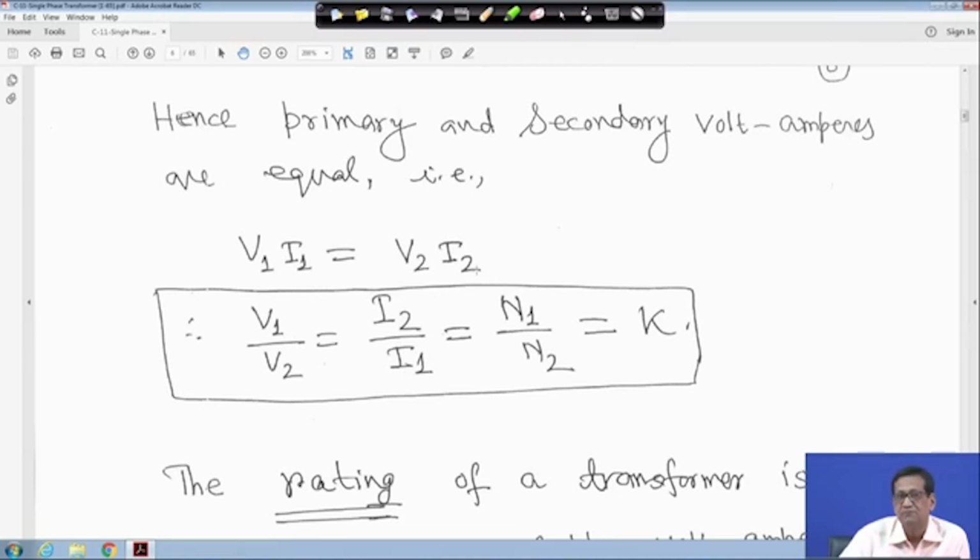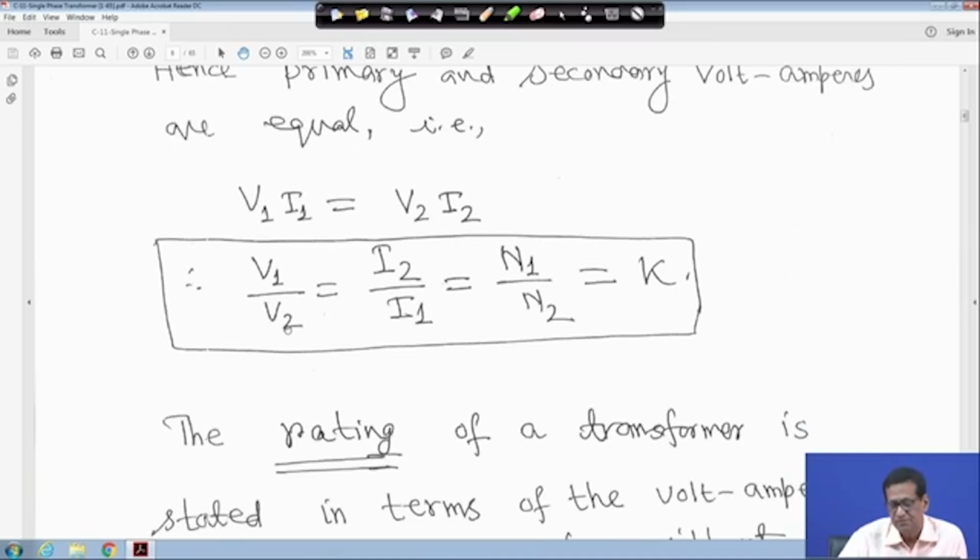Therefore, their volt ampere must be the same, that is V1 I1 is equal to V2 I2. Therefore, V1 by V2 is equal to I2 by I1. So, V1 by V2 is N1 by N2, so I2 by I1 is equal to N1 by N2, which is equal to K.